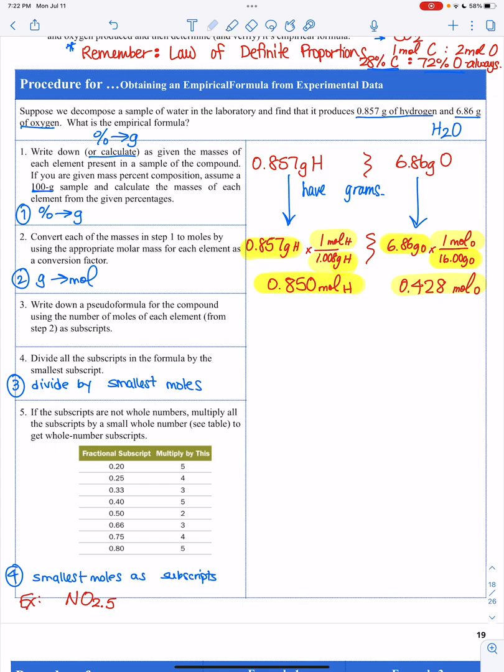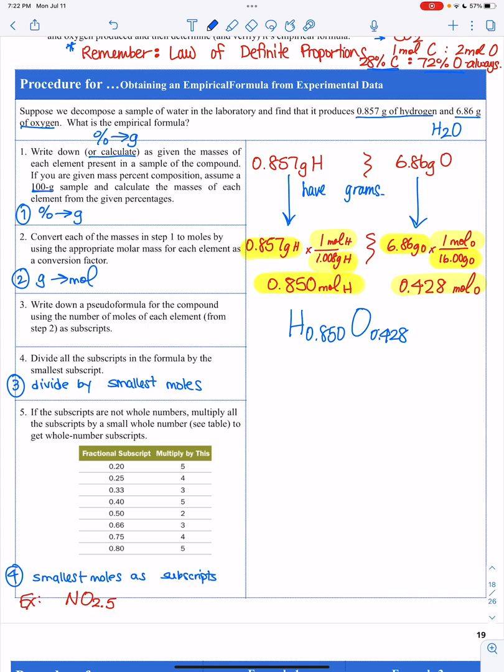And now it says, and sometimes I like doing this to remind me that I'm looking for a formula, write down a pseudo formula. Now you don't have to do this. You might see me work and skip to divide by the smallest moles. But I like to write a pseudo formula: H 0.85 O 0.428. Right, so I use these moles as little subscripts.